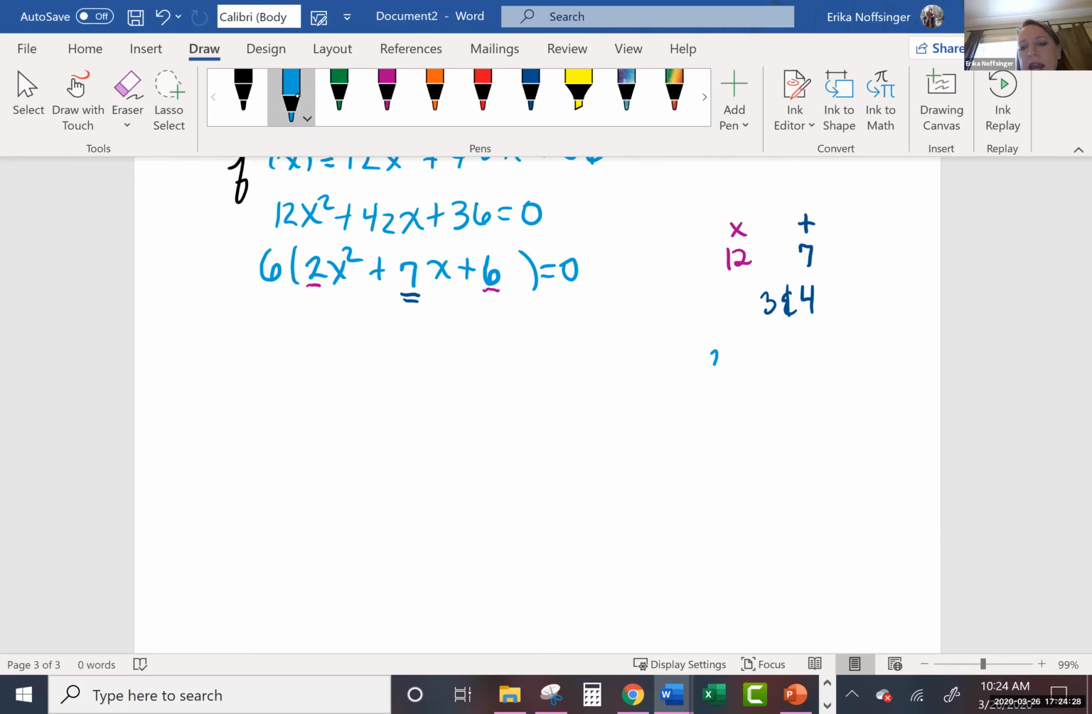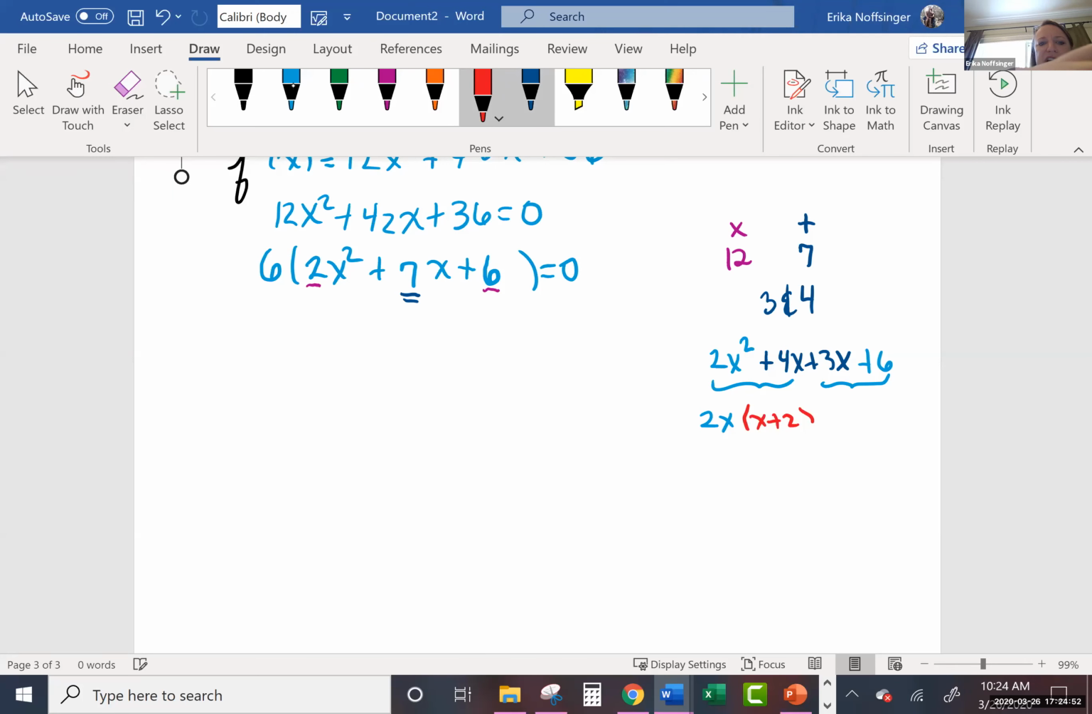And so I can rewrite my middle term of 7x with 3 and 4. So this will be plus 4x plus 3x plus my 6 here. And I'm going to factor by grouping. So I can pull a 2x out of the first 2 terms, which gives me x plus 2. And I can pull a 3 out of the last 2 terms, which leaves me x plus 2. So this factors as x plus 2 times 2x plus 3.